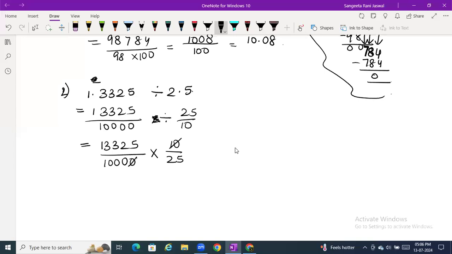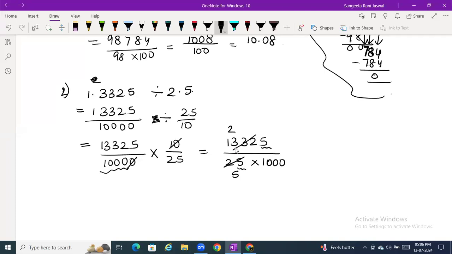So 10 and 10 will cancel here. Now you have 13325 upon 25 into 1000. You have just 1000 left now. Now these two numbers, see they have 5 in their ones place. So they both can be divided by 5. Yes. So we can divide by 5. 5 5s is 25. And then you have 5 2s is 10 because this number is less than 15. So we cannot take 5 3s, you have to take 5 2s.